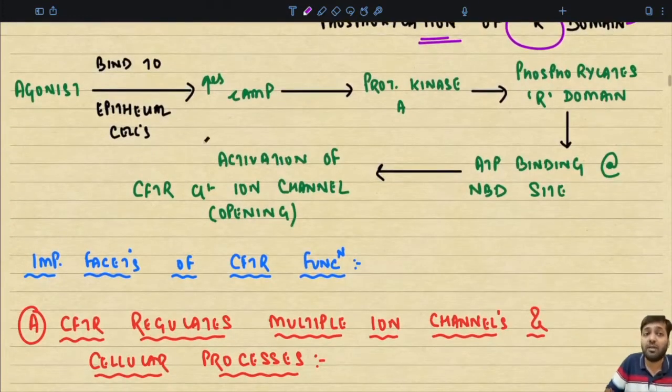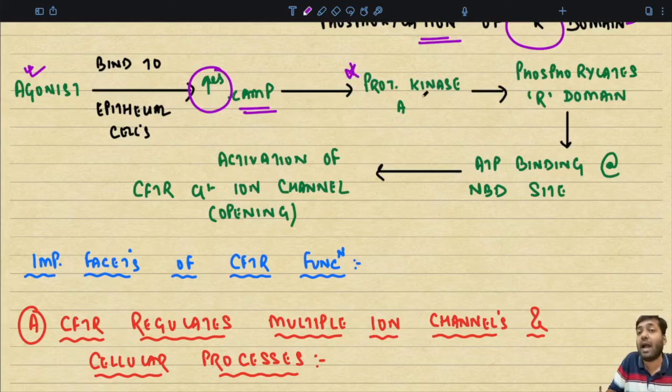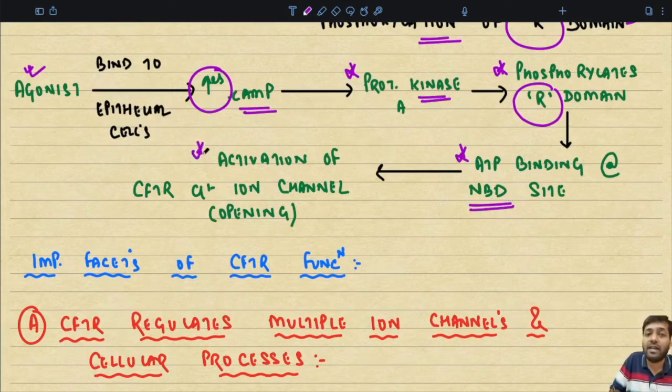So if we are going to summarize, when the agonist binds to the epithelial cells, it increases the level of cAMP within the epithelial cells, which in turn is going to activate the protein kinase A, which in turn is going to facilitate the phosphorylation of the regulatory domain. That is going to increase the ATP binding at the nucleotide binding domain site, which in turn is going to activate the CFTR chloride anion channel, leading to its opening and chloride secretion. So this is the normal functioning of the CFTR anion channel.